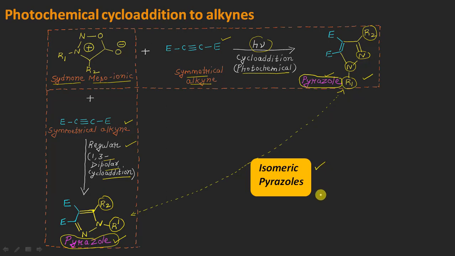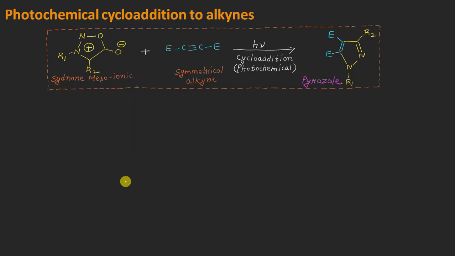But one thing is for sure, that the Sydnone mesoionic molecule, upon reaction with a symmetrical type of alkyne, whether photochemical or a regular type of cycloaddition, it always gives a molecule of pyrazole, right? And now it's time to look into the mechanism of this photochemical reaction.